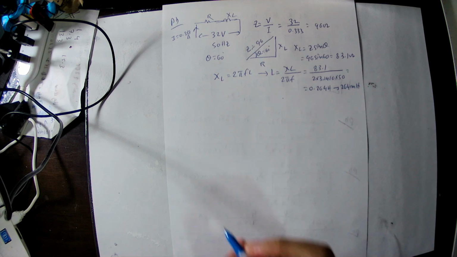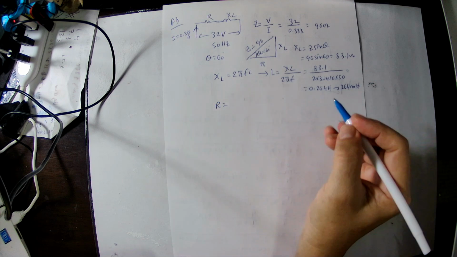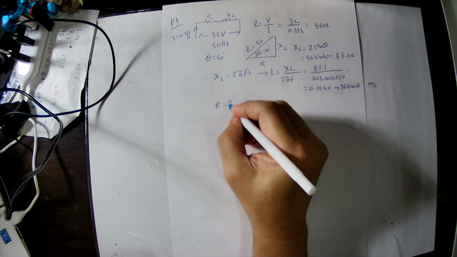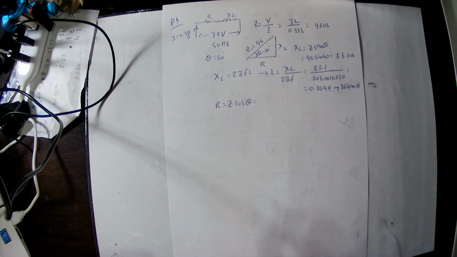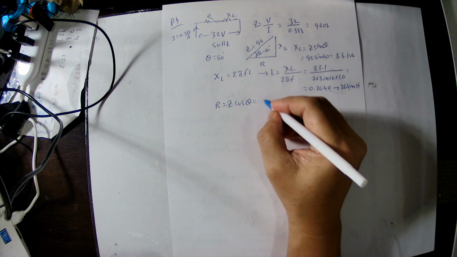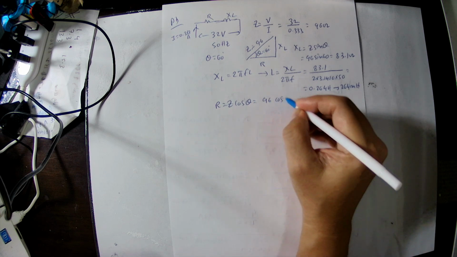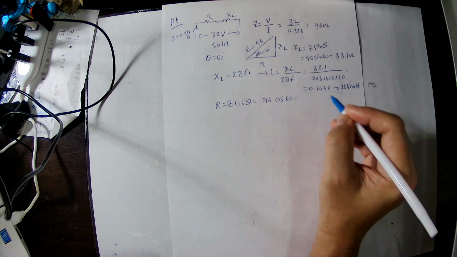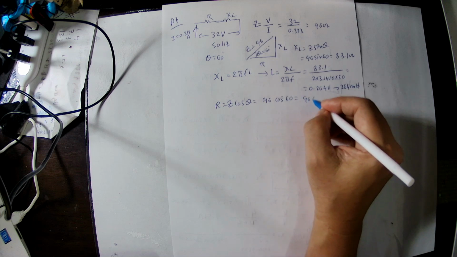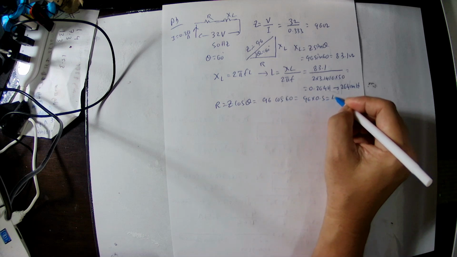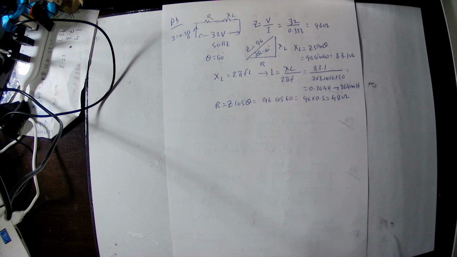And resistance R can also be calculated. R equals Z cos theta. So impedance Z is 96, cos 60. Cos 60 is 0.5. 96 multiplied by 0.5, so you got 48 ohm. So the resistance and inductance we can calculate in this way. Another problem.